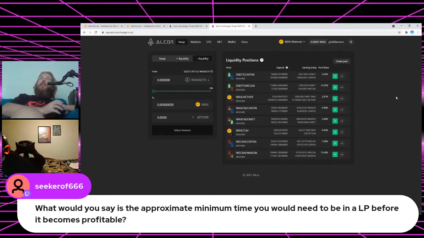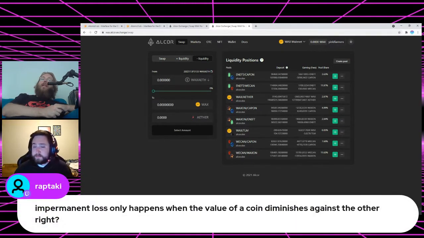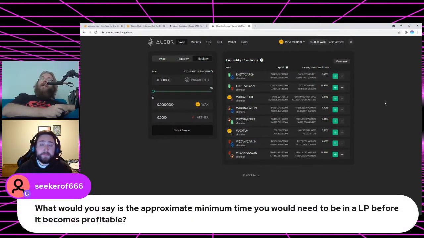Yeah, so the first question here is about approximate minimum time. That is, in this network, not very long, because it doesn't cost you any transaction fees to enter and exit a liquidity position. And the thing that you're looking for to make a return is volume. The biggest pools and the best yield on Alcor are 100%, hands down, Wax TLM and Wax Ether. By a huge margin, Wax TLM is the most profitable pool at the moment.